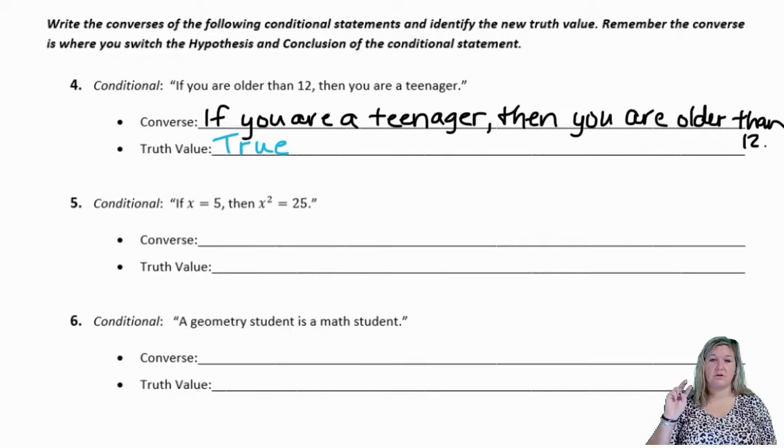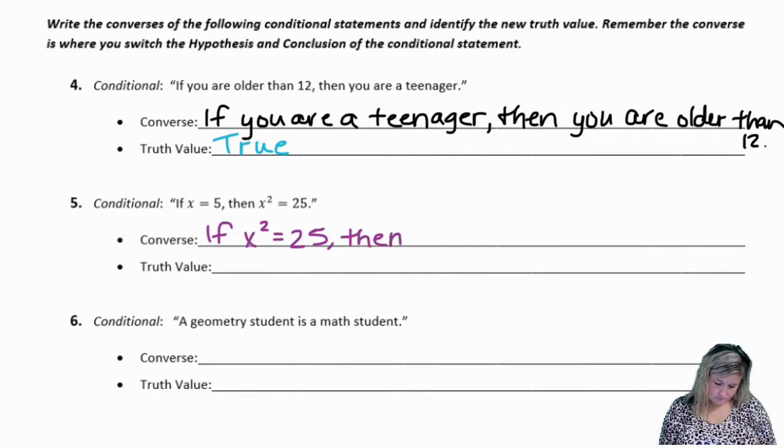Okay, so again, we're going to flip this one. If x squared equals 25, then x equals 5. So I just flipped those two. Now the truth value here, this one's tricky because x could be -5 as well. So it could be 5 or -5. So this one is going to be false.